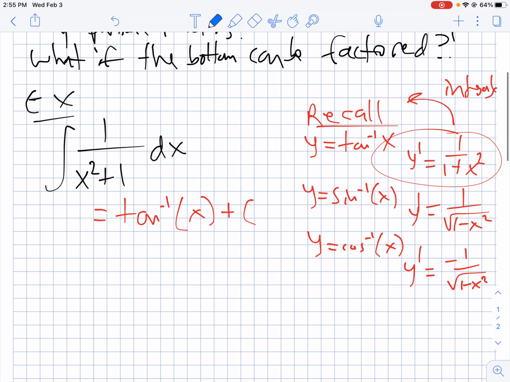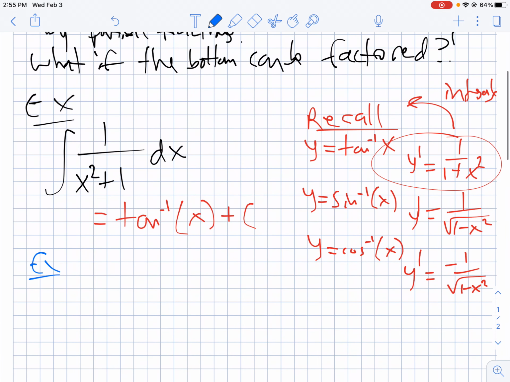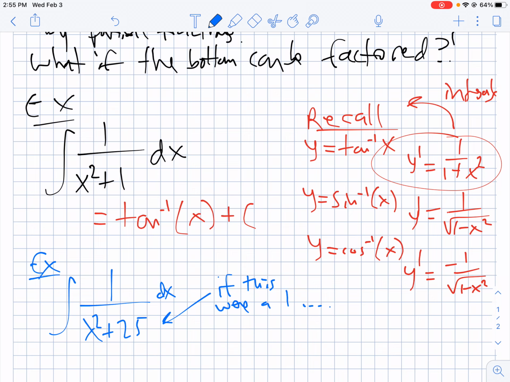Okay, now, the next thought that you have is, okay, well, what if it's not a 1? What if we have the integral of 1 over x squared plus 25? Well, how can we look at this? If this were a 1, I put a dx, if this were a 1, we'd be good. So what we're going to do is we're going to actually make it a 1. So we're going to make it a 1 by factoring out 25 on the bottom.